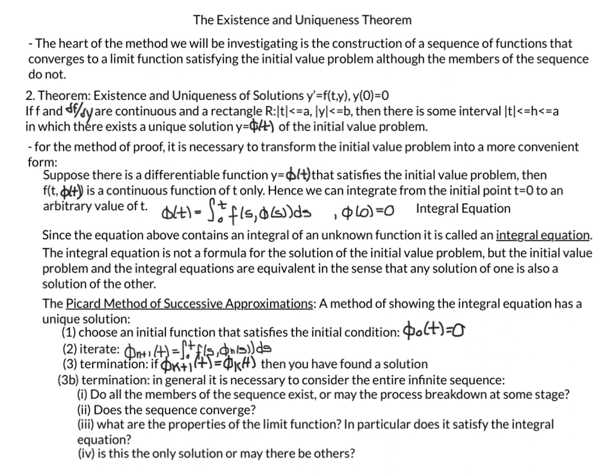And then we have these questions here that are important to answer. Do all the members of the sequence exist, or may the process break down at some stage? Does the sequence converge? What are the properties of the limit function? In particular, does it satisfy the integral equation? Is it actually a solution? And is this the only solution, or may there be others? We will go through first the Picard iteration, and then we'll investigate these questions right after we have an example of a Picard iteration.